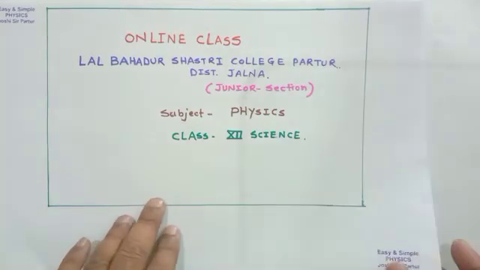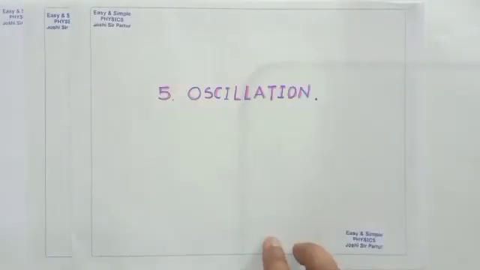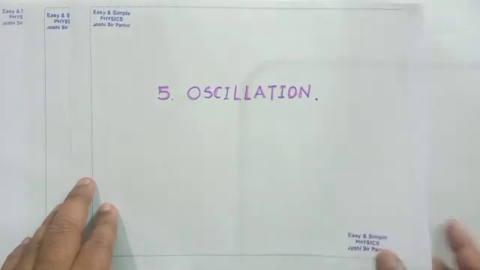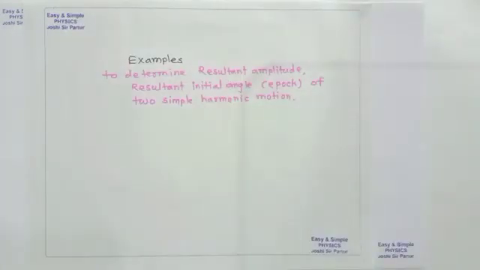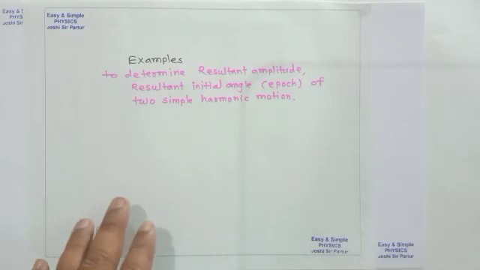Today we have learned chapter number 5, oscillation. In this chapter we have learned examples to determine resultant amplitude, resultant initial angle or epoch of two S.H.M, two simple harmonic motions.